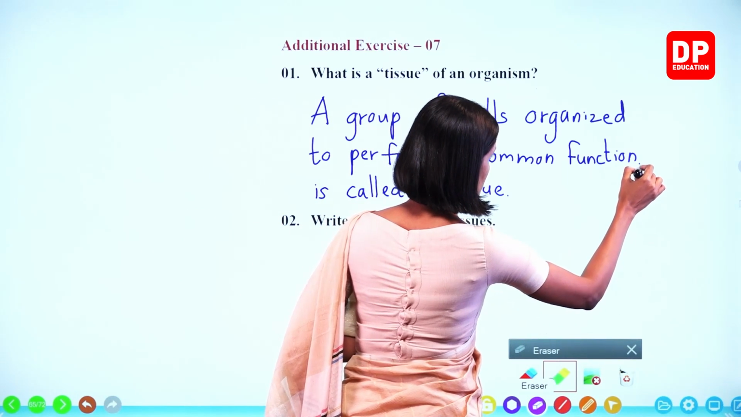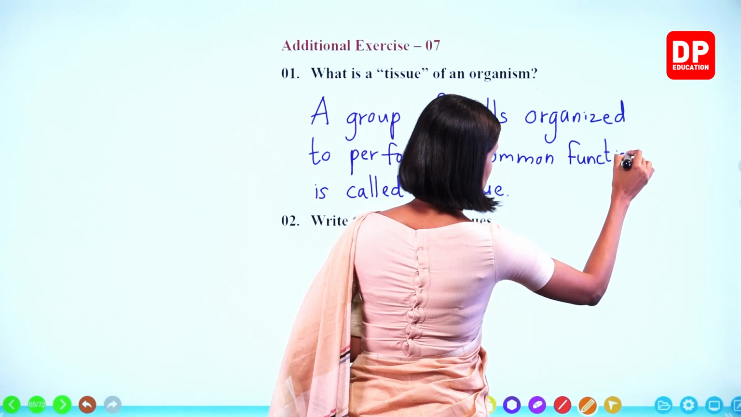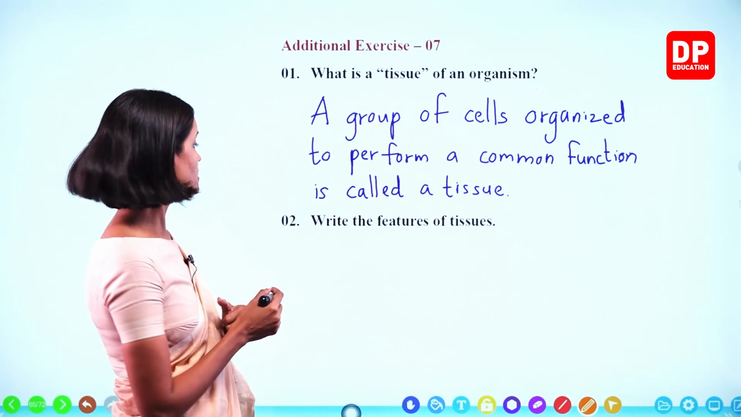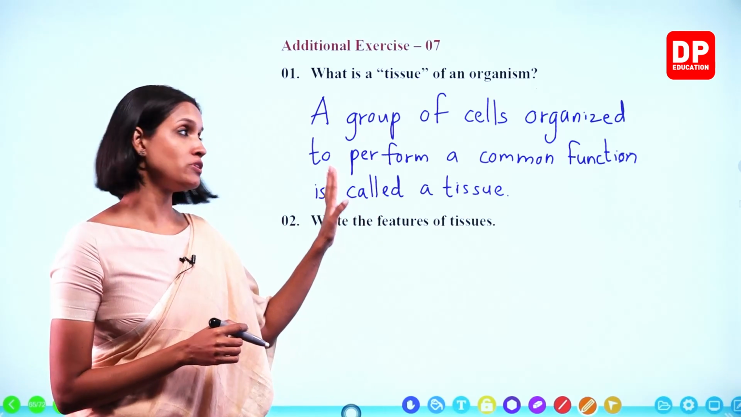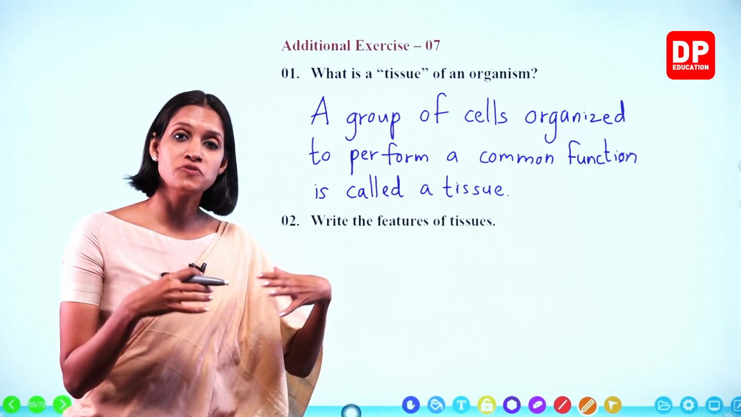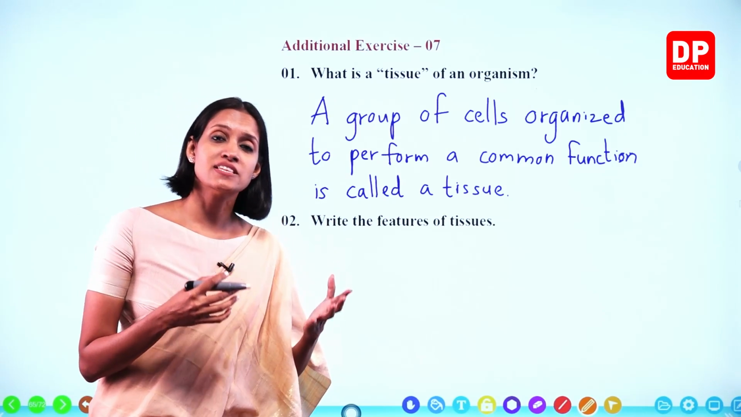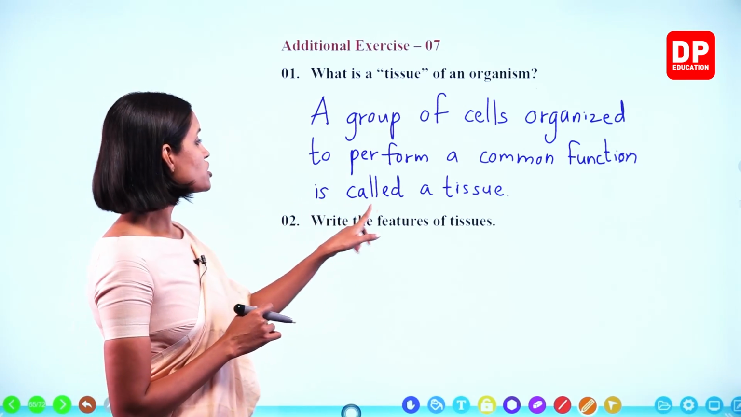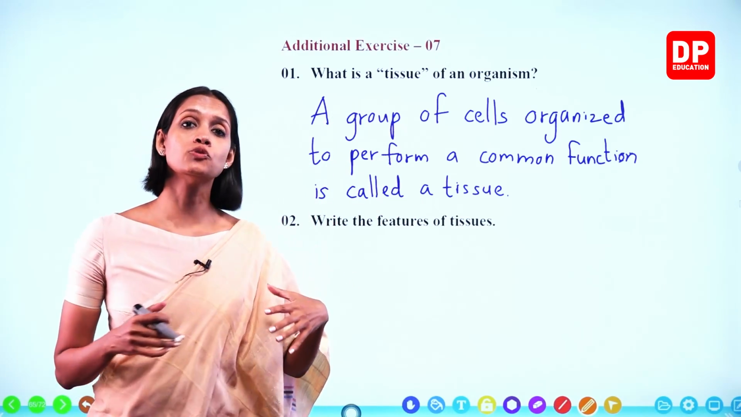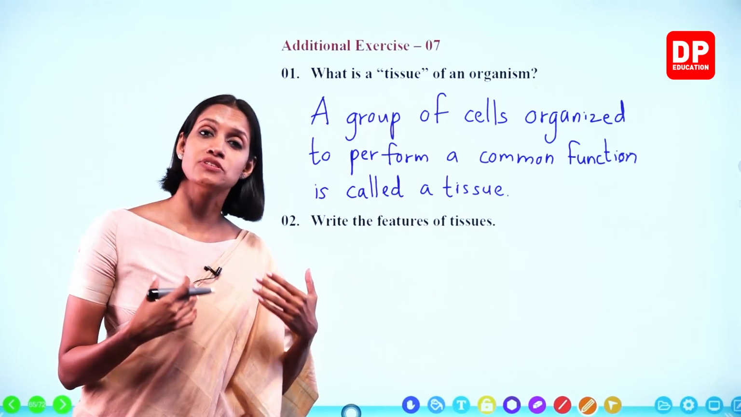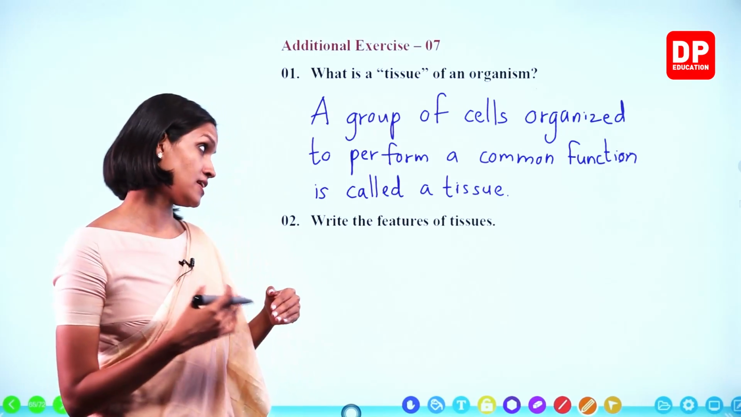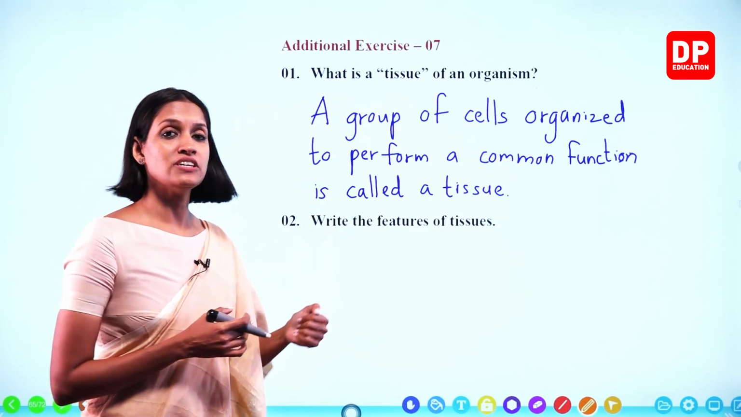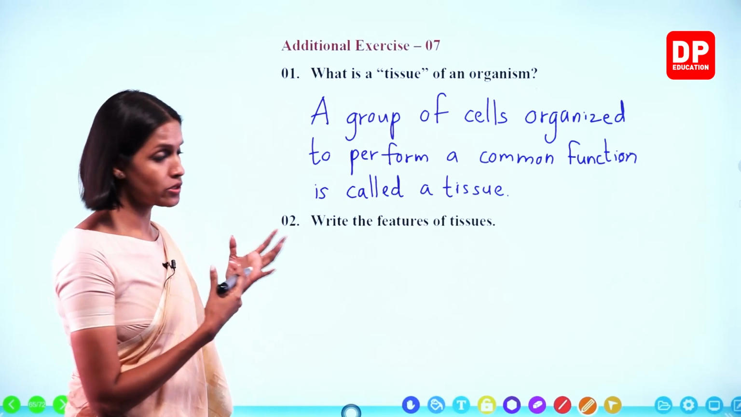Right, children? A group of cells organized to perform a common function is called a tissue, right? Write the features of tissue. Now we know that it contains a group of cells. Sometimes these cells have the same shape or sometimes they are different even. We discussed many examples under tissues. What are the other features? They perform a common function.